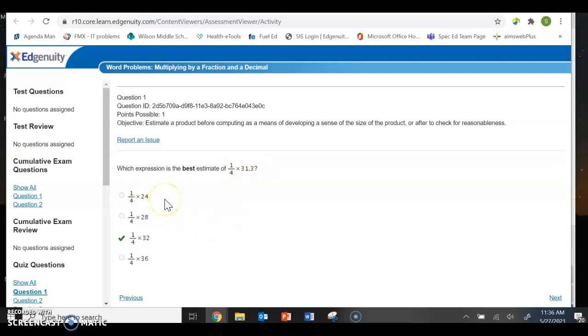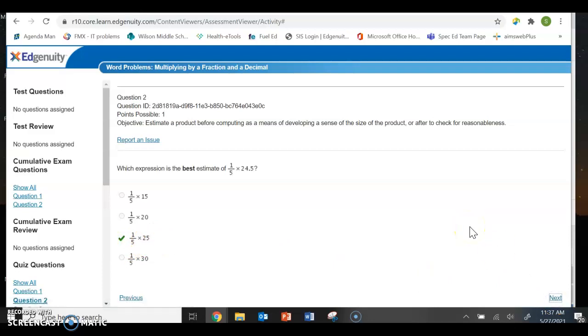The option choices are 1/4 times 24. That doesn't make any sense because 24 is nowhere near 31. 1/4 times 28 is not near 31.3. And then they have 1/4 times 32, which is the correct answer because they want you to round 31.3 up to 32. So these are just using estimations or an approximate answer. The best estimate is 1/4 times 32.